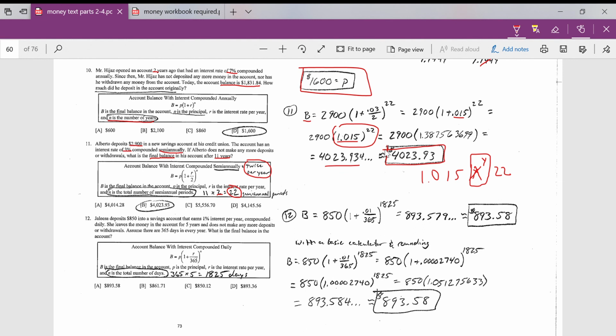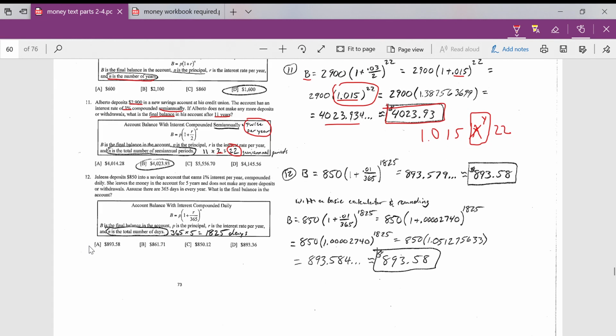Now you could definitely stop the video now or fast forward to the end, but I'll do one more problem here. It's the same type of problem, just some different numbers. They're going to put $850 into a savings account. It only gets 1% interest, but it's compounded daily. They're going to leave it in there for 5 years. Assume there are 365 days in a year. I know there's a leap year in there, but we're not going to deal with that. It says, what is the final balance of the account?